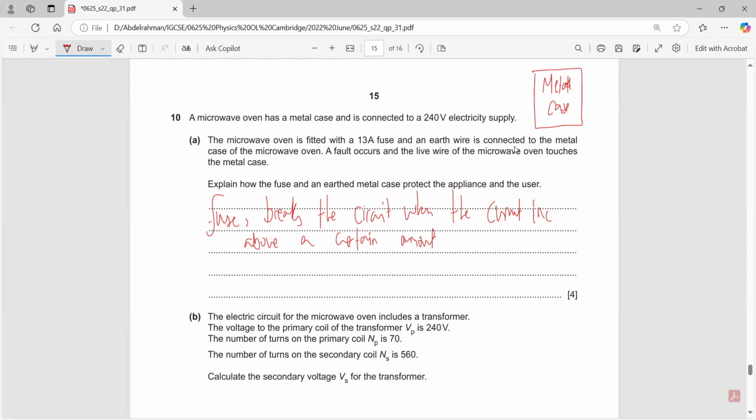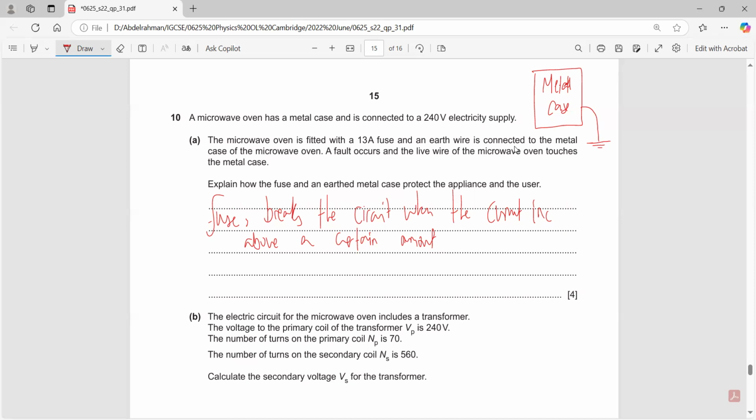So what does this earth wire do? It's literally a wire connected to the ground. If there are any excess electrons, any extra electrons, due to the current, due to this live wire touching the metal case. The live wire is the positive end of the wire. So if you have a battery, for example, positive and negative, the positive end we can consider to be the live wire. So if this live wire touches the metal case and you touch the metal case, you will be electrocuted.